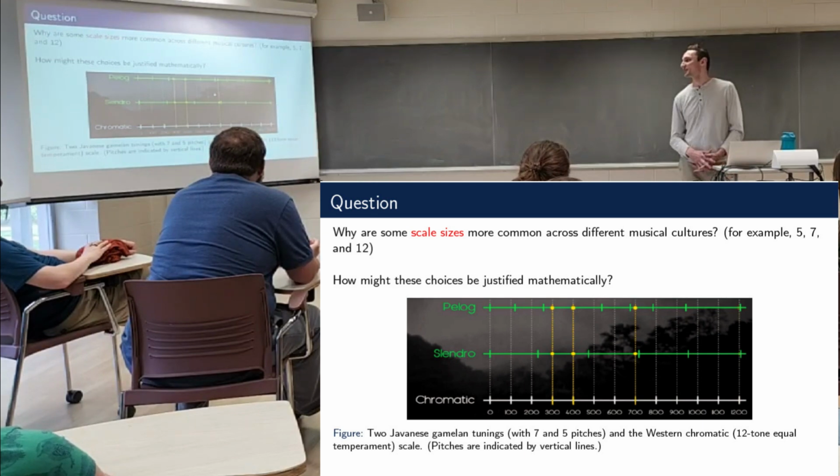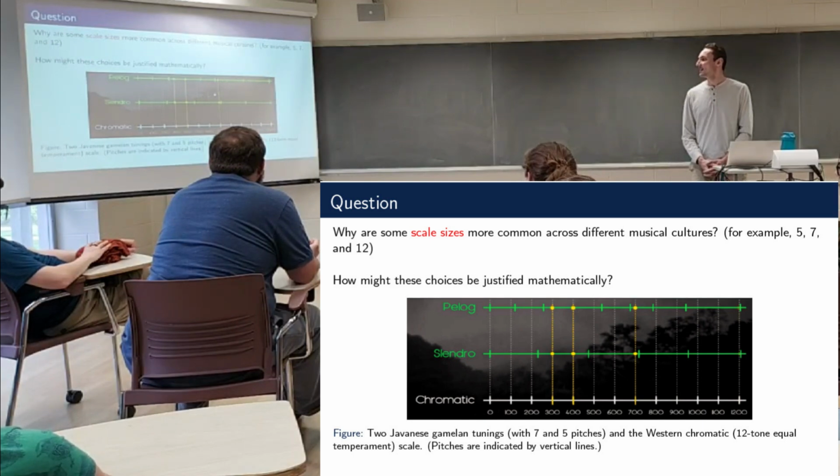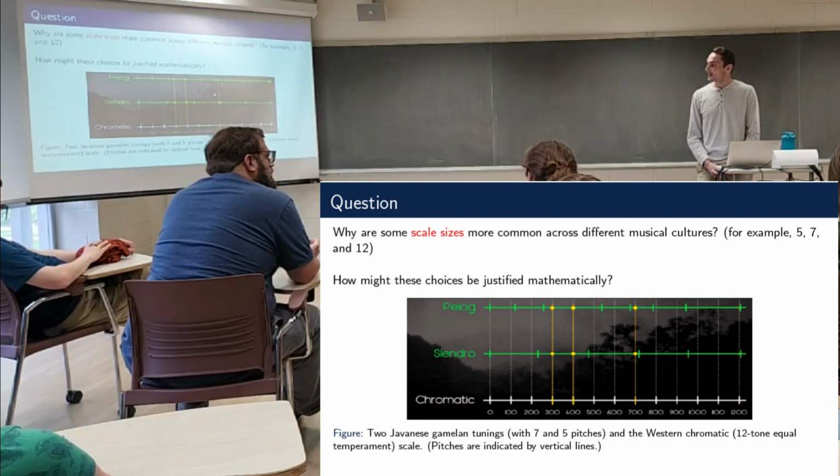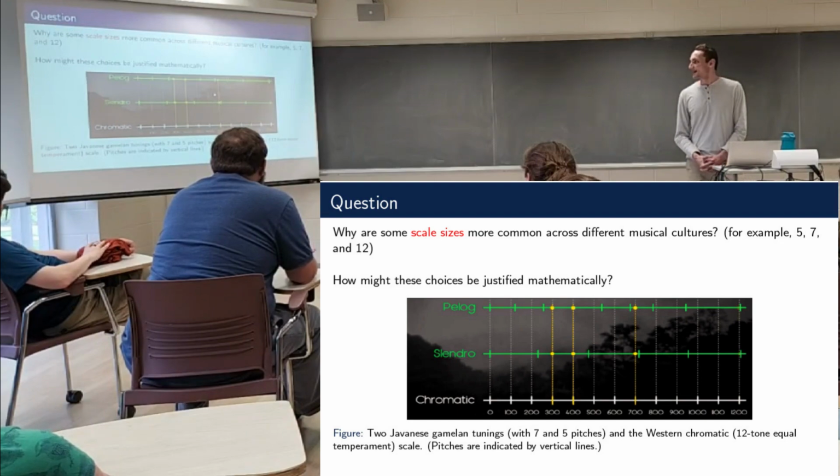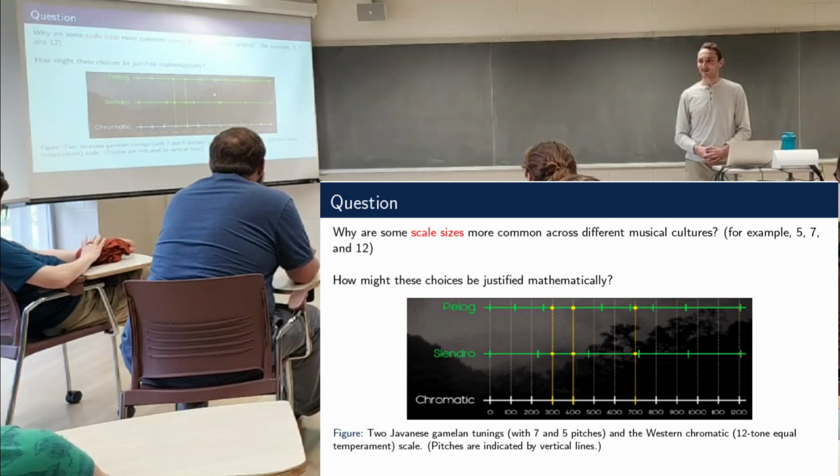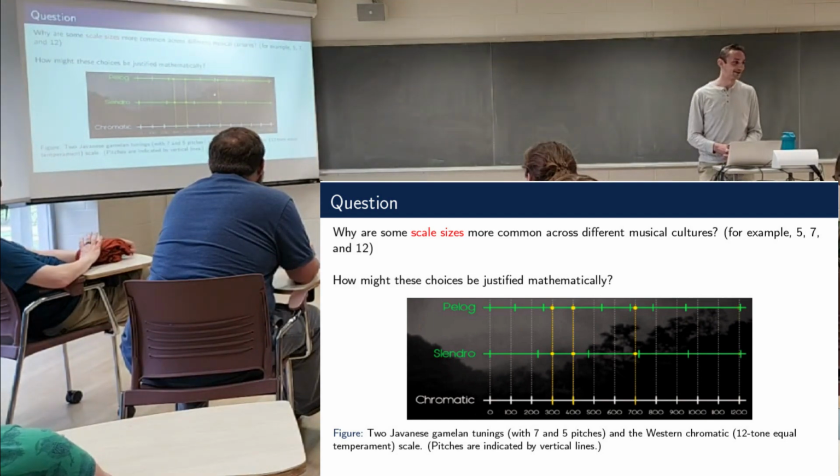And this picture shows 2 Javanese gamelan tunings, which respectively have 7 and 5 pitches. The vertical bars indicate the pitches and where they fall in relation to the Western chromatic scale, which is a 12-tone scale. So 5, 7, and 12 again. So how might we justify these choices mathematically? That's a good starting point for this.